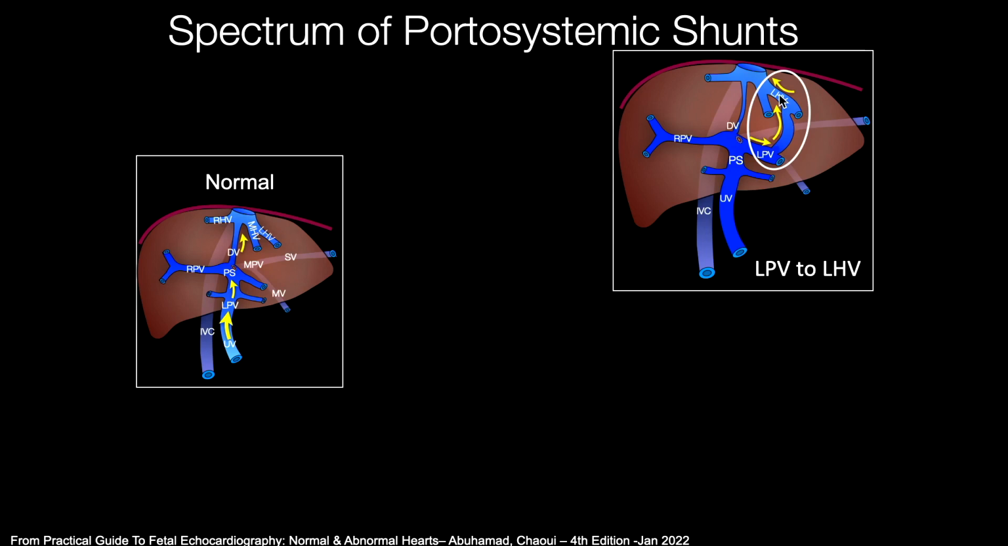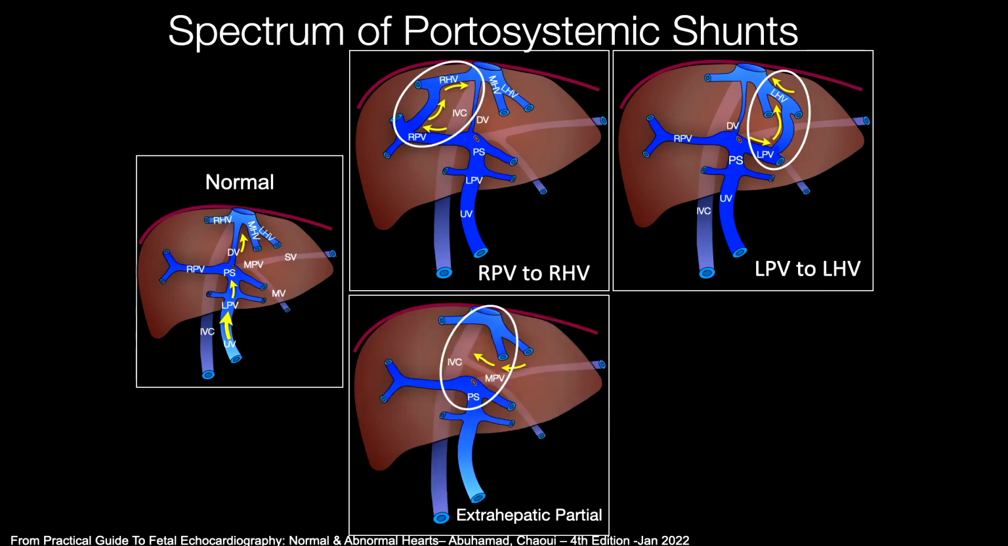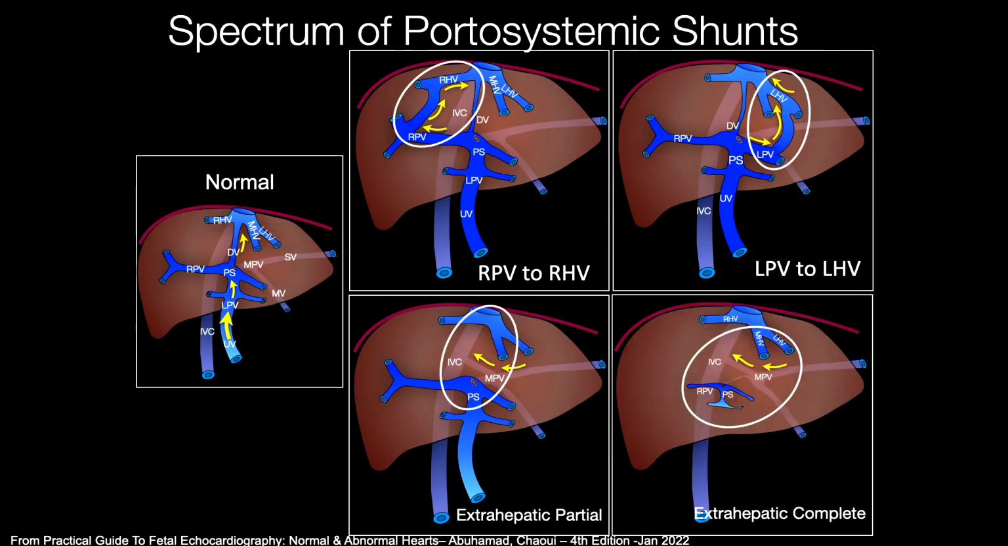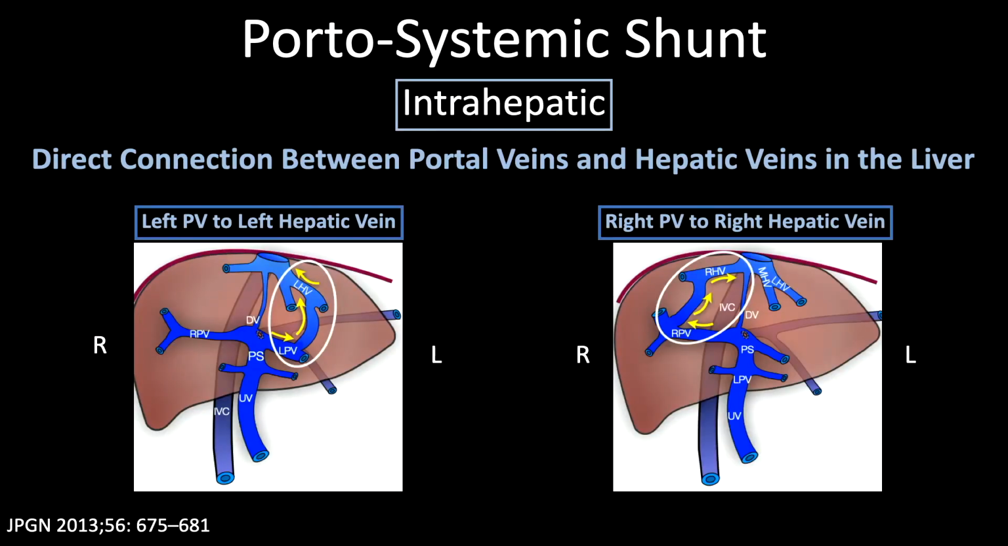this is called the portosystemic shunt. It could be between the right portal venous system and the right hepatic venous system. You can have an extrahepatic one, I'm not going to go through the extrahepatic, this is a bit more complex, and rarely can we identify them prenatally because the main portal venous system is so small. So let me go to the intrahepatic ones.